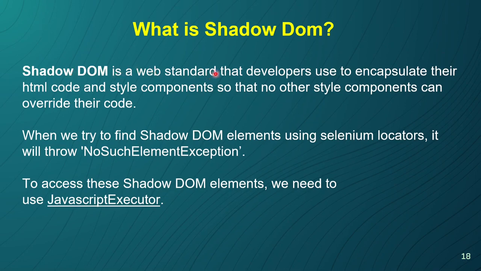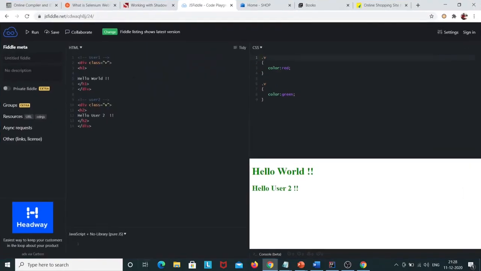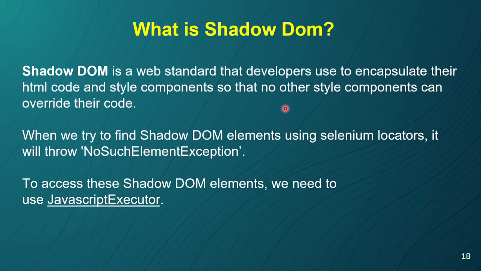Shadow DOM is a web standard that developers use to encapsulate their HTML code and CSS components. Style components means CSS components. They are encapsulating their HTML code and CSS components so that no other CSS component can override their code. Now in this case, if user 1 has given class v, there might be many classes of name v. All those v classes will get overridden by green color, right? The entire text will be green. So here the CSS style is overriding, right? So this is the definition of Shadow DOM.